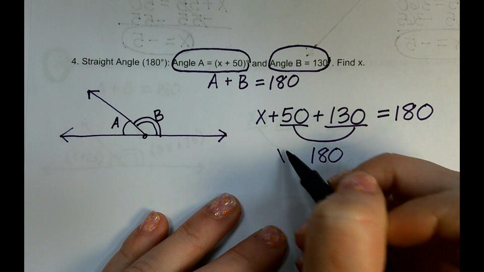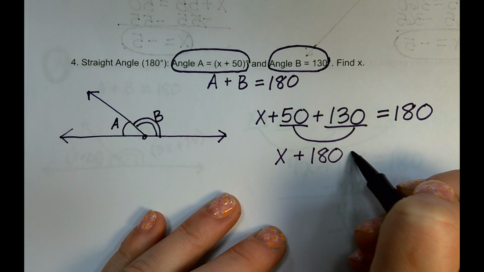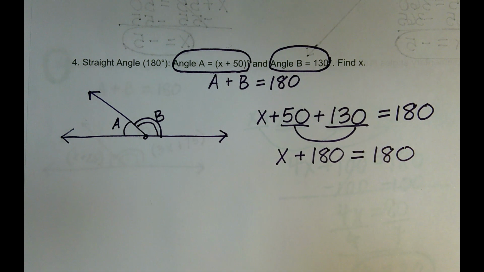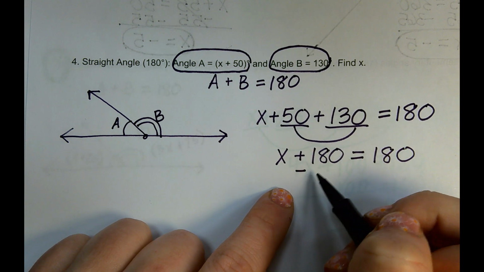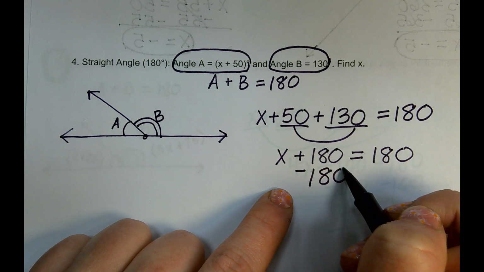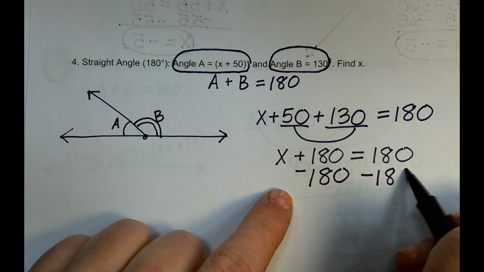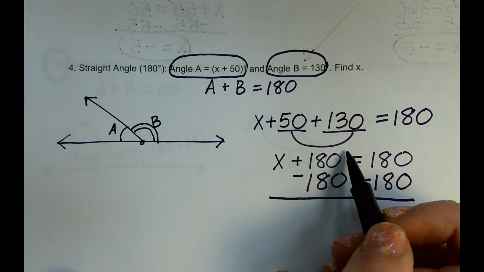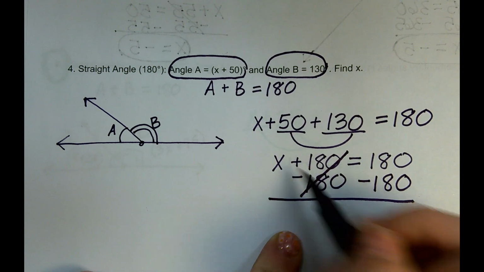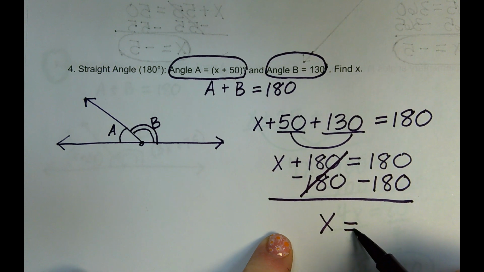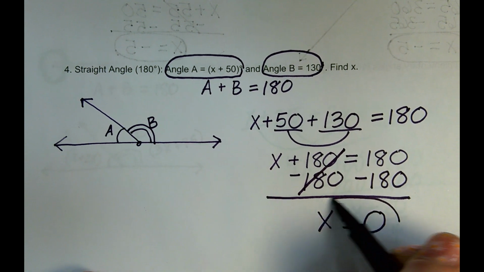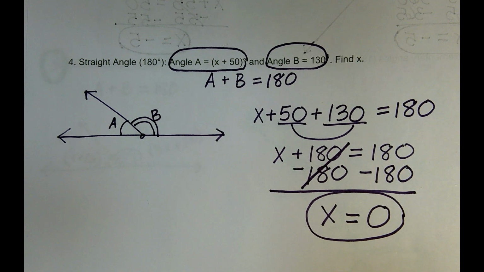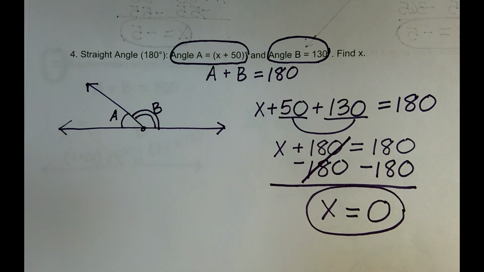So I'll bring everything down. I have x plus 180 equals 180. Subtract 180 from both sides. X equals 0. Okay, so my 180s cancel and I get x equals 0. So this isn't one of those all real solutions problems, to answer your question, Star.